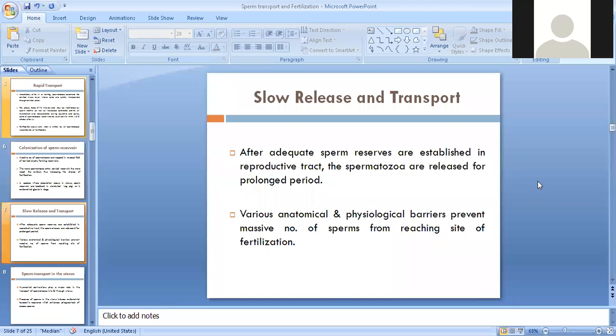Another kind of transport is slow release and transport. After this, there is a numerous number of sperm reserves available in the female genital tract. The spermatozoa keep on releasing from these reservoirs slowly, over a prolonged period of time. The massive number of sperms reaching the site of fertilization is prevented by various anatomical as well as physiological barriers, which include the presence of fluids in the uterus, the cervical mucus, or you can say the balance of hormones.